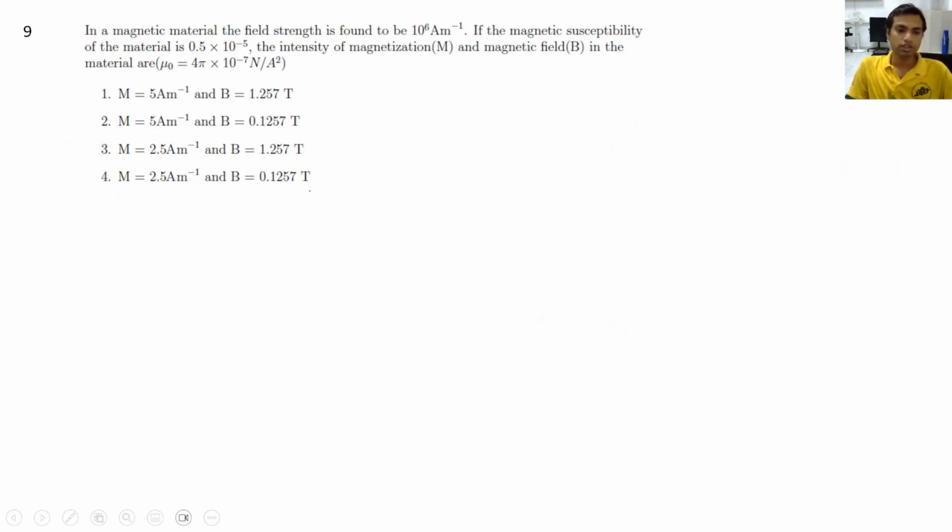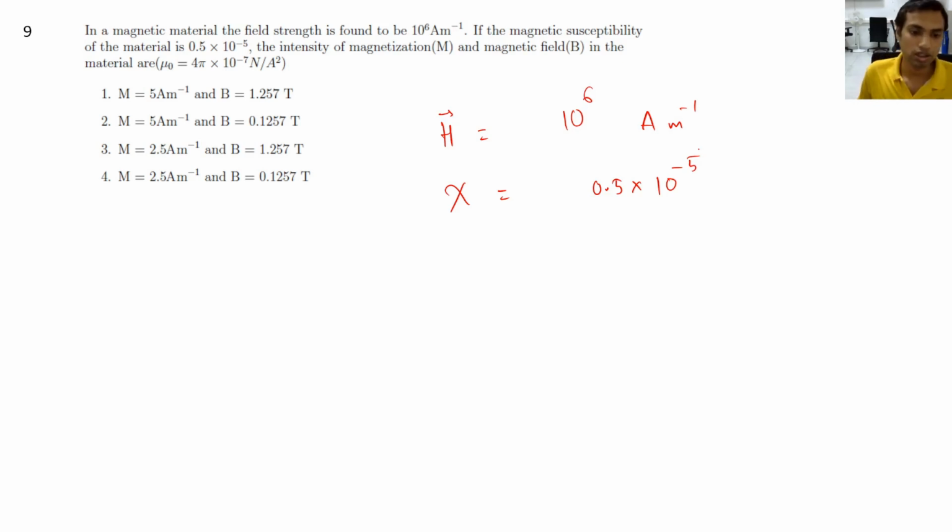In a magnetic material, the field strength. So what is field strength? Field strength means this magnetic field strength H. It is given 10 to the power 6 ampere per meter. If the magnetic susceptibility of the material is 0.5 into 10 to the power minus 5, the intensity of magnetization and the magnetic field B in the material are how much?